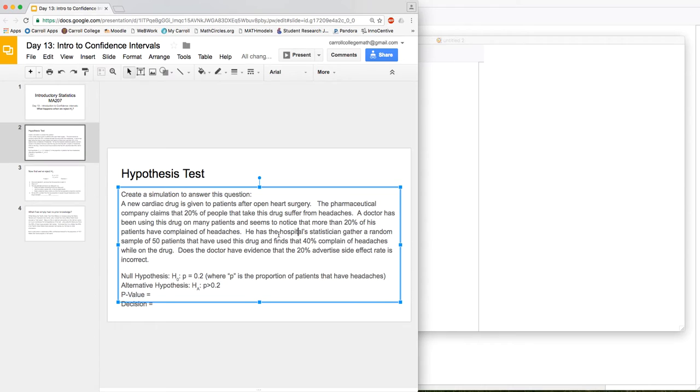He has the hospital statistician gather a random sample of 50 patients that have used the drug and finds that 40% complain of headaches while on the drug. So this is the data that we now have. Do we have evidence against the 20% claim? So the null hypothesis for this test is that the proportion of patients on the drug who will have headaches is 20%. The alternative is that it's greater than 20%. So let's simulate this so we can estimate a p-value.